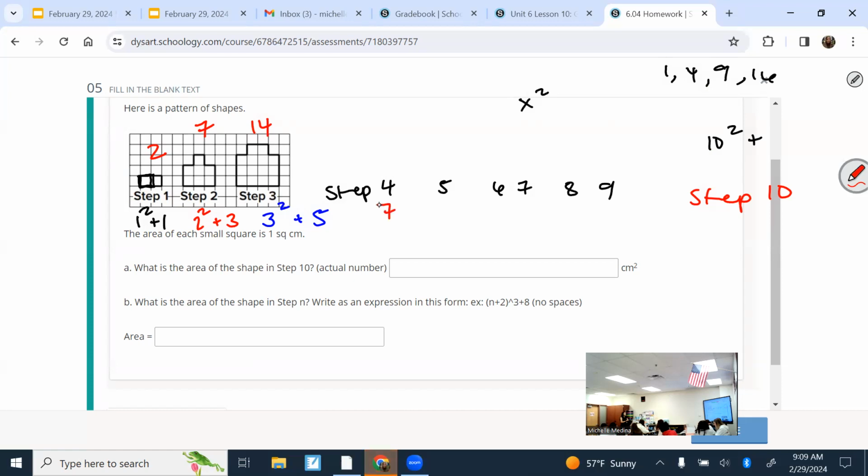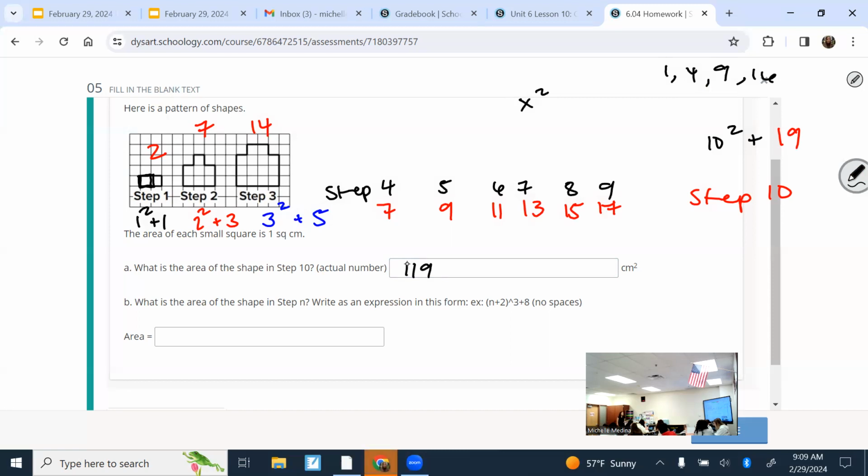5, 7, 9, 11, 13, 15, 19. So I think the number is gonna be 10 squared, which is 100, plus 19, which is 119. We'll see if it's right in a second.